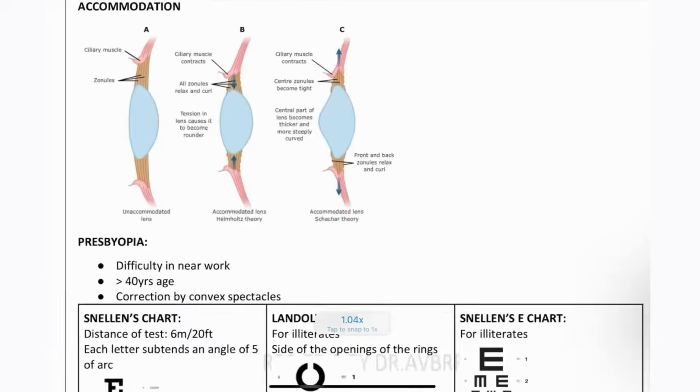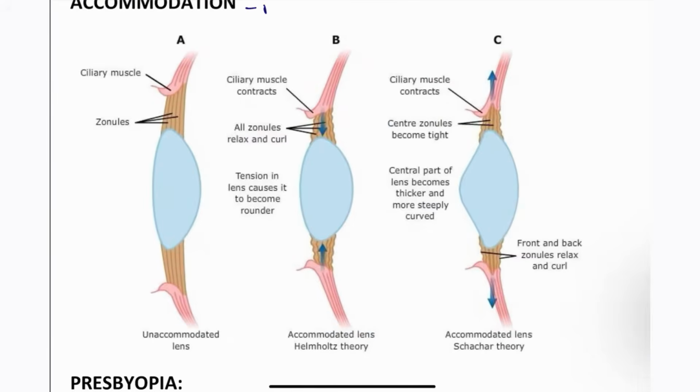Next, moving on to accommodation. Accommodation is for near vision. So how do we produce near vision? Whenever you look at a nearer object, your lens, your ciliary muscles and zonules all have to work together. For example, according to the Helmholtz theory, whenever you are watching a nearer object, your ciliary muscles contract and your zonules relax. When the zonules are relaxed, the tension on the lens decreases and it becomes rounder. This is how you look at a nearer image.